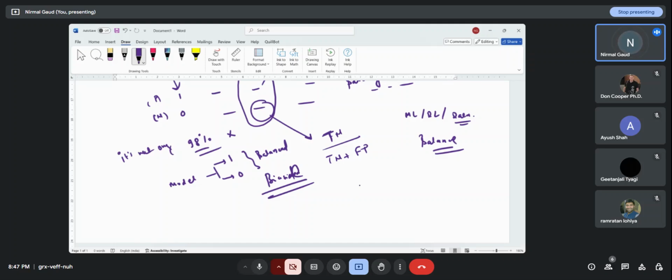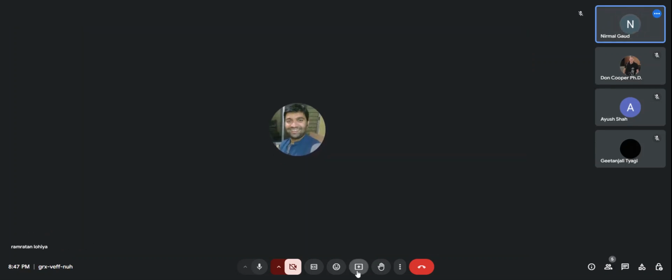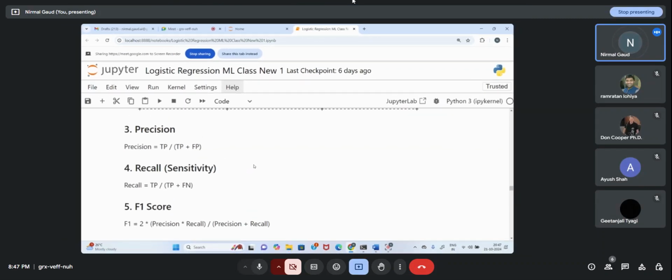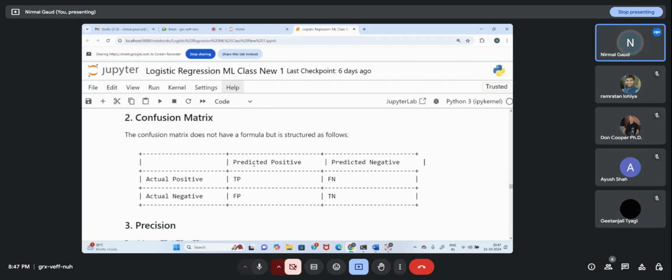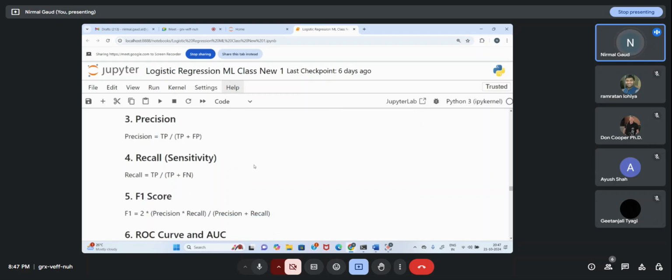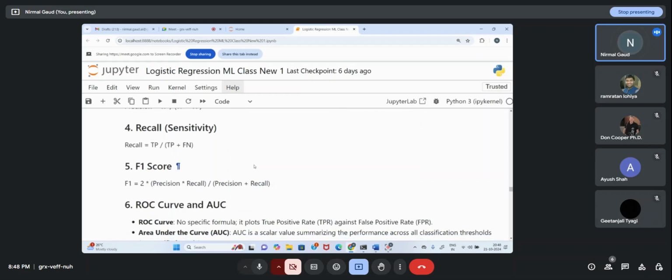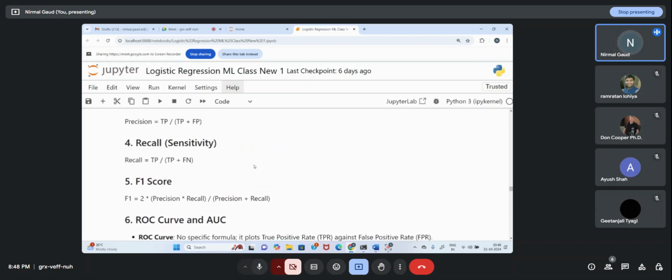Okay, got this thing. So let me share my screen and help you in understanding these terms again. This is the entire screen. And this is the confusion matrix, which I have already explained. And precision, I gave you the formula, recall formula, precision, recall, F1 score.